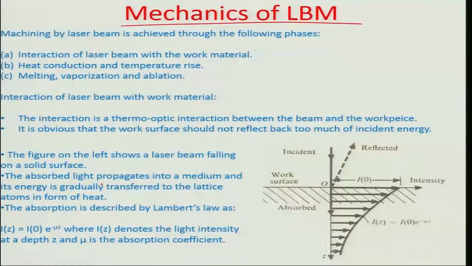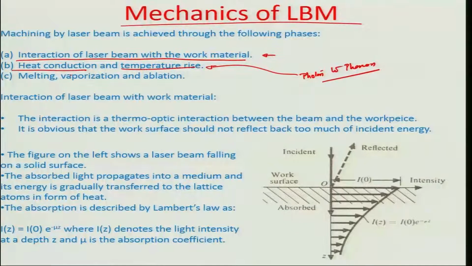It works on the famous Beer's law and the absorption of light. Machining is normally achieved by the following phases. One is the interaction of the laser beam with the work material. Because of such an interaction there is a photon to phonon conversion. So there is a bond vibration aspect on the surface, and therefore a rise in temperature. If a portion suddenly rises in temperature, there is going to be heat conduction across the surface, and this leads to various phenomena like melting, vaporization, and ablation on the material surface.